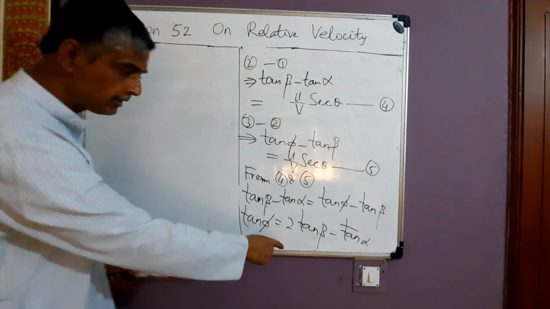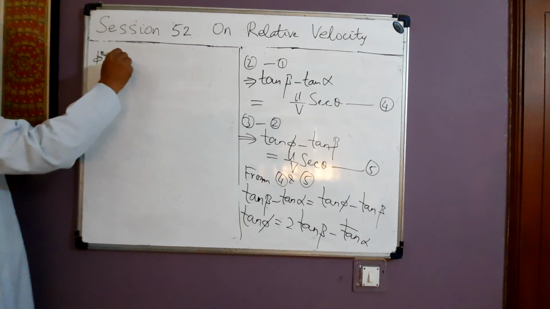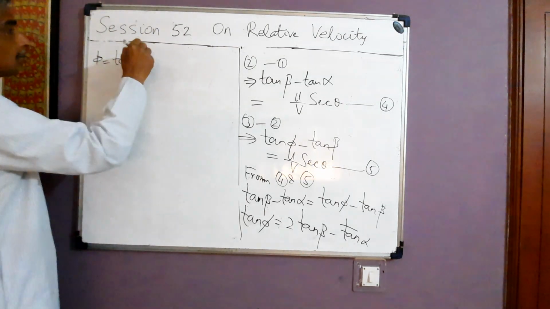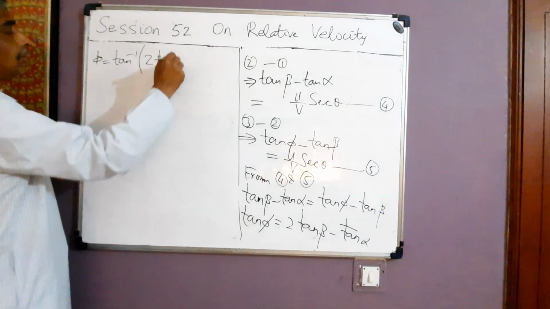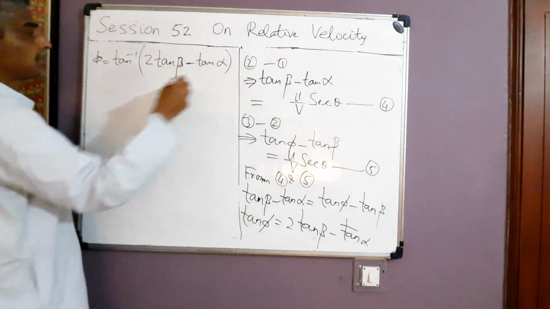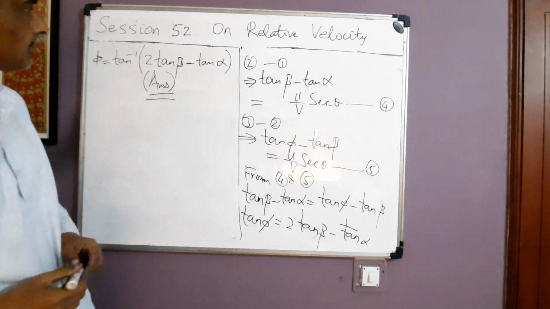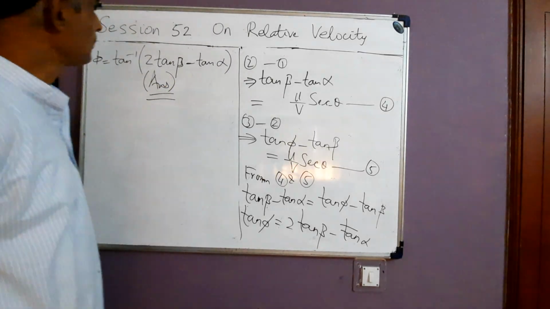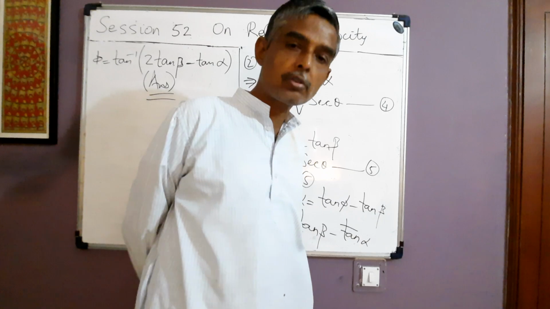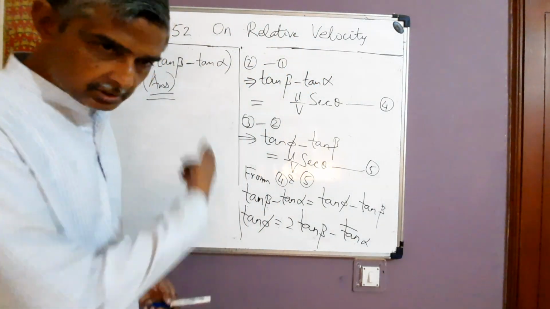So from this we get phi in terms of beta and alpha. So phi becomes tan inverse of 2 tan beta minus tan alpha. This is therefore the required answer. Alright. So this was the first problem on case 4 in the 52nd session on relative velocity. Fine. I will take up one more problem on case 4 in this video.